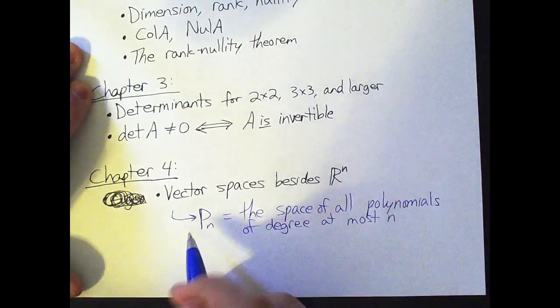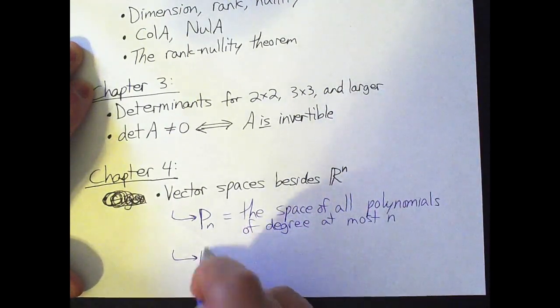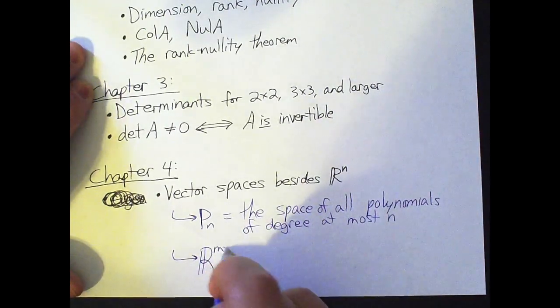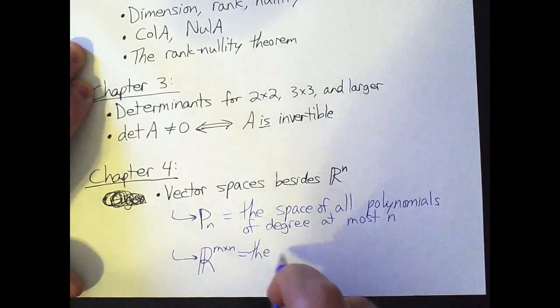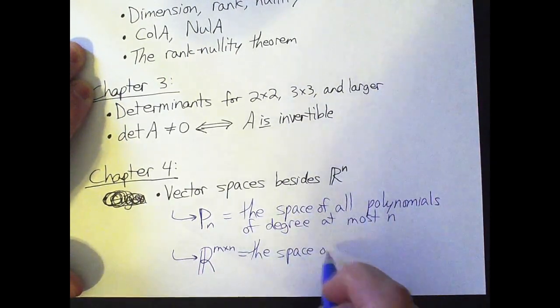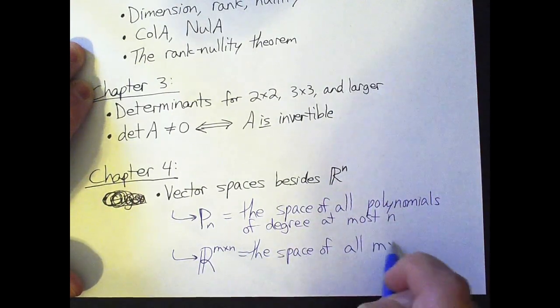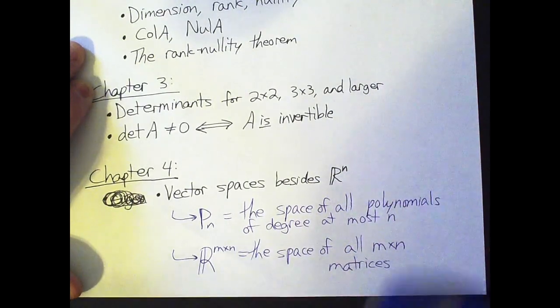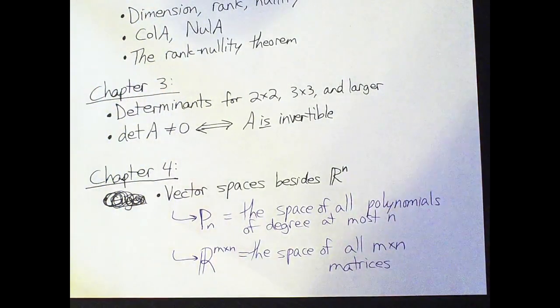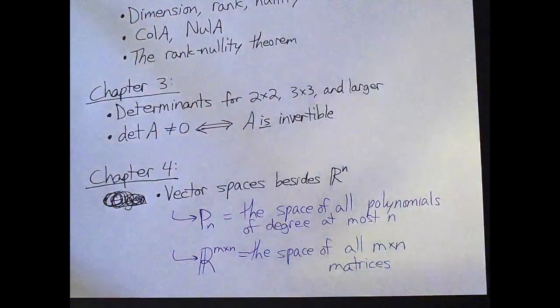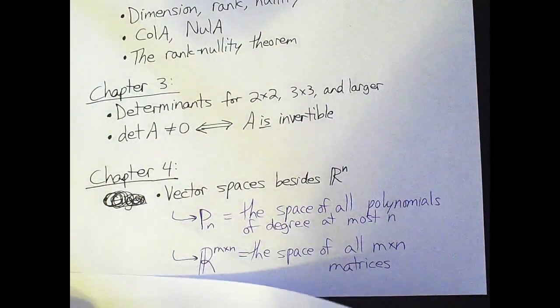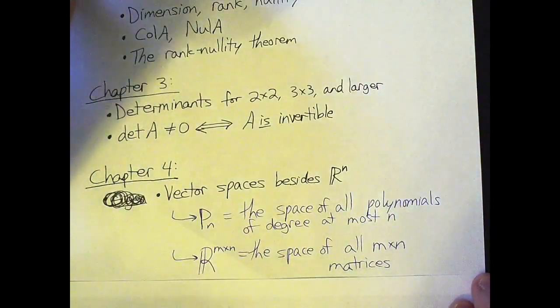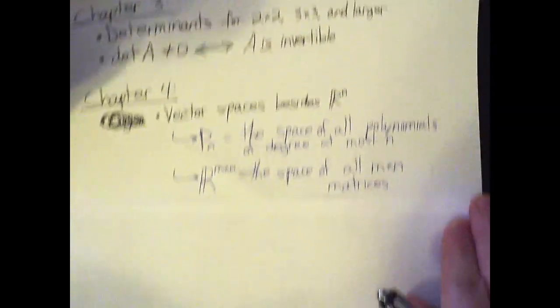Oh, another one that we had was Rm by n. And this was the space of all m by n matrices. So in this vector space, every element is a matrix. I believe we only had one lesson from that chapter, but I think it is an important one.